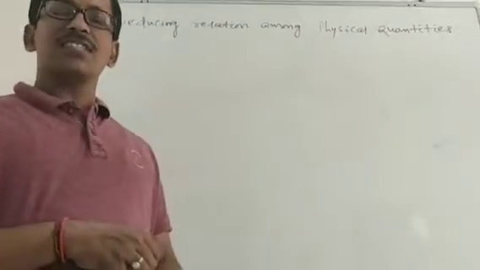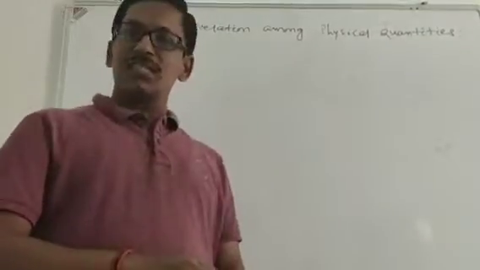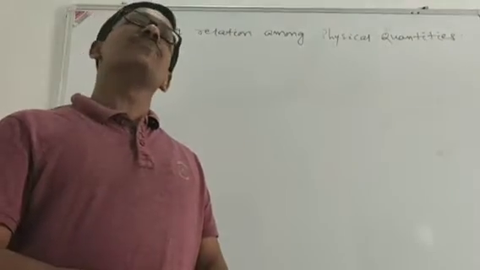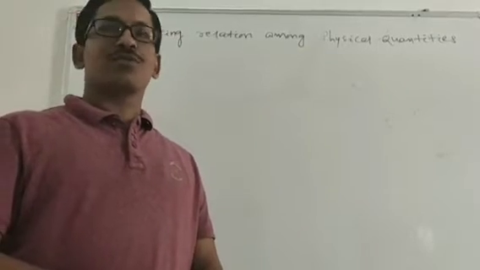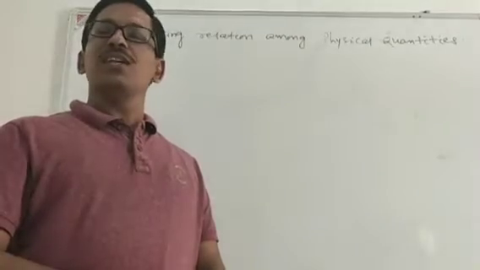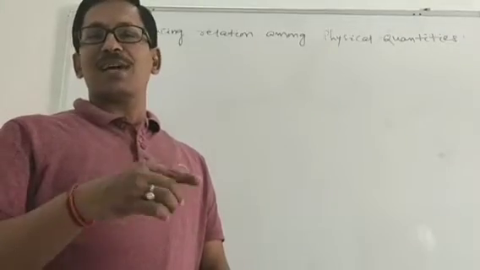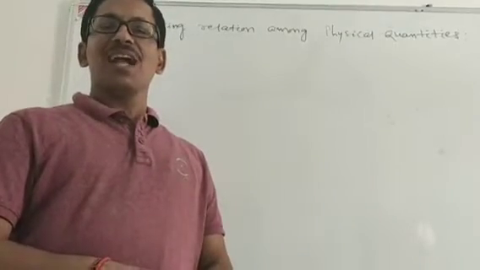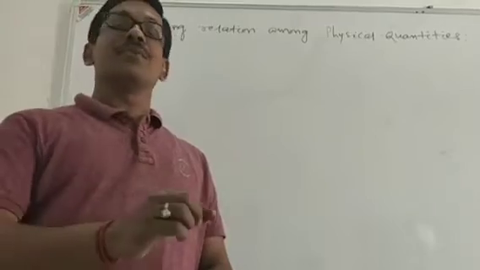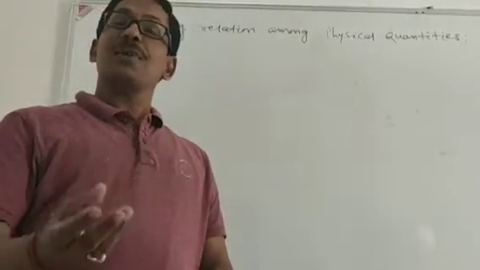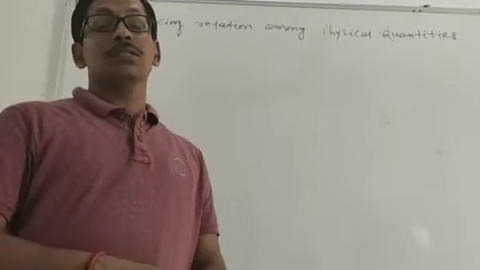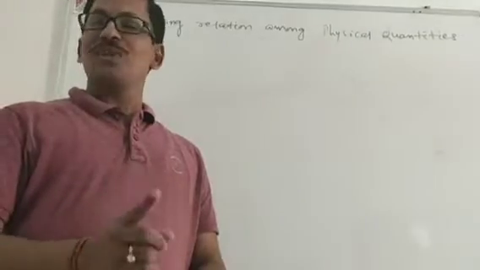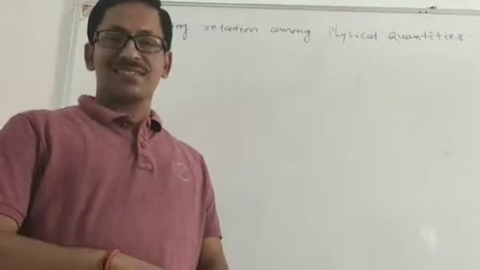Now we are going for the second application, that is to deduce the relationship among various physical quantities. Let us say centripetal force. The centripetal force acting on a body when it moves in a circular path depends upon the mass of the body, velocity of the body, and radius of the circular path. What are the powers of these variables? That is, what is the power of velocity, of radius, of mass? That we can find on the basis of dimensional analysis.